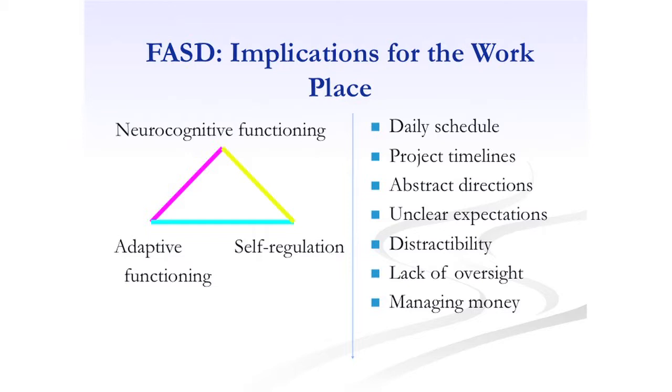Once the individual gets to work, work is full of project timelines, whether it's something very short term or long term. And timelines are pretty abstract, and directions can also be very abstract with unclear expectations. So the boss working with an individual with FASD has to be very specific as to what's expected each step of the way. An individual with FASD is highly distractible and so needs help staying on task. But often, in many workplaces, there's a lack of oversight.